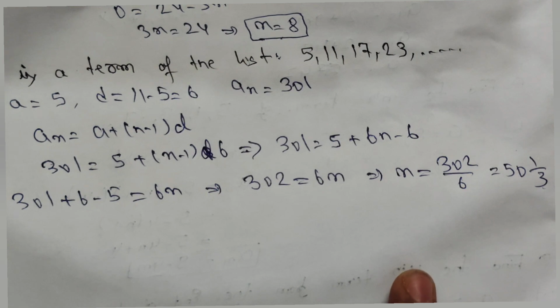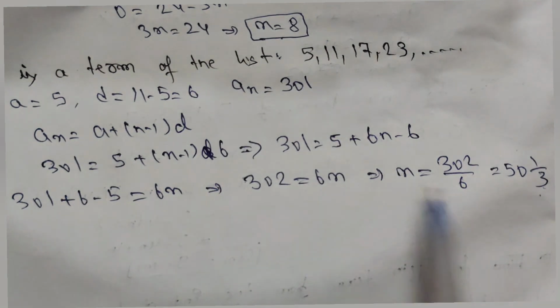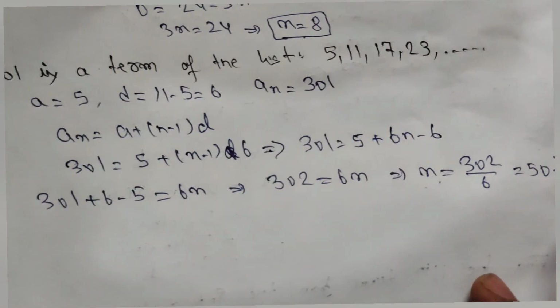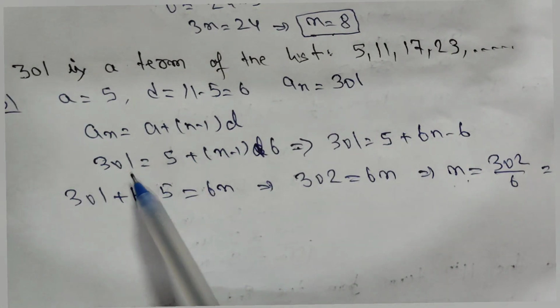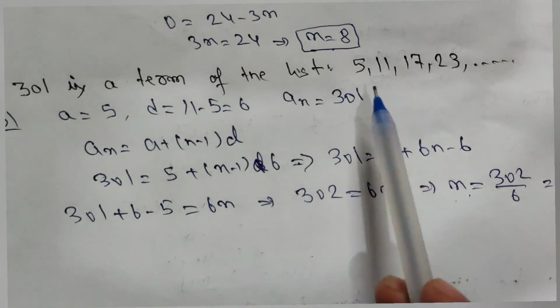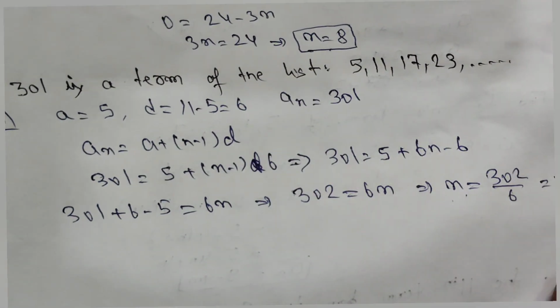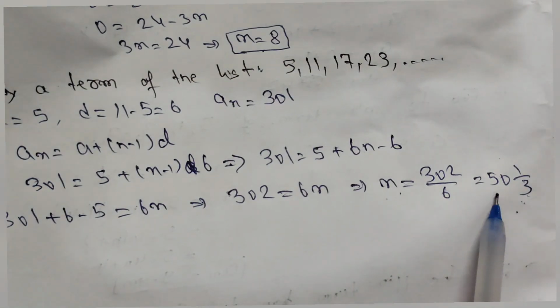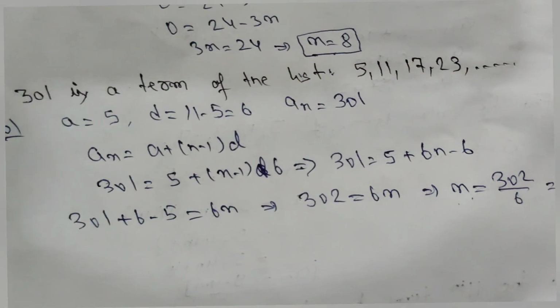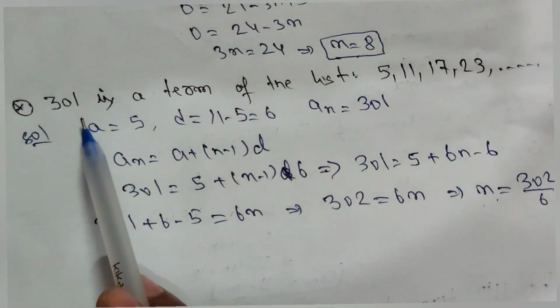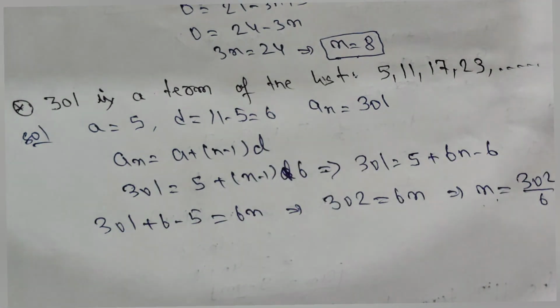Now you can see it is in fraction, and n cannot be a fraction. The n value is coming in fraction, and it should not be. It means that 301 is not a part of this AP chain. It should always be a whole number, a normal number. So from here we have understood that 301 is not lying in the chain they gave you as AP.